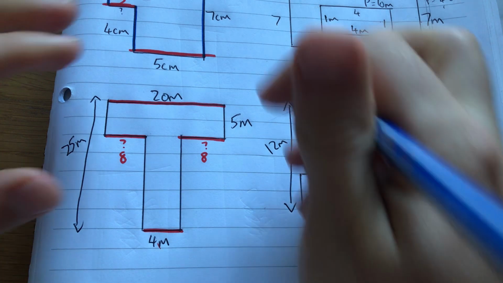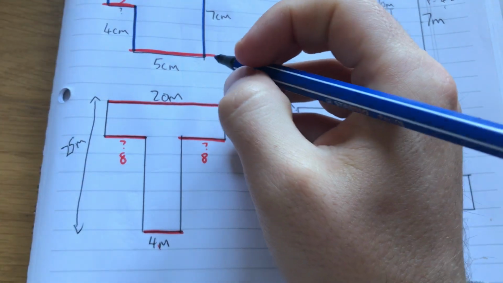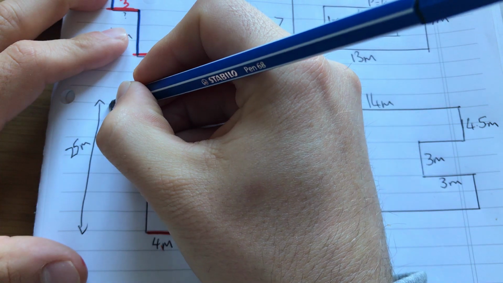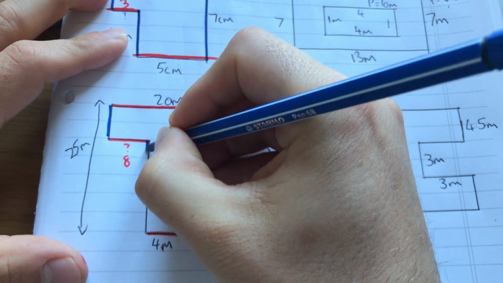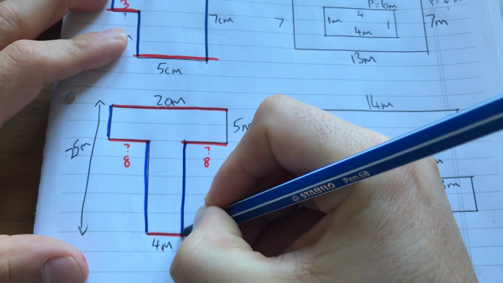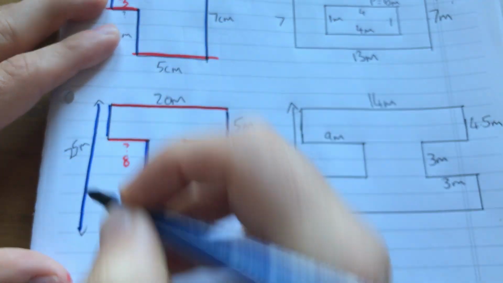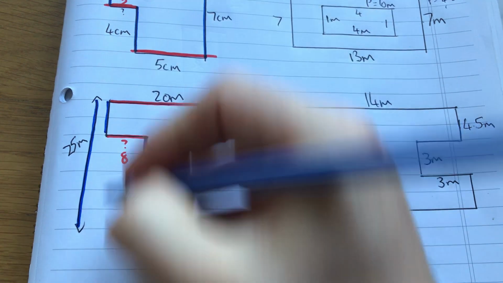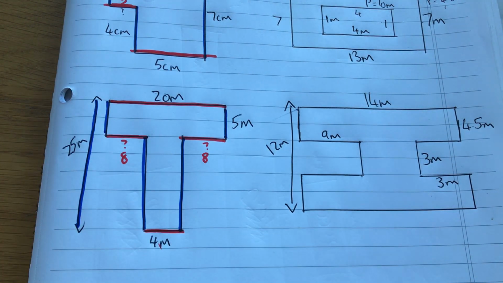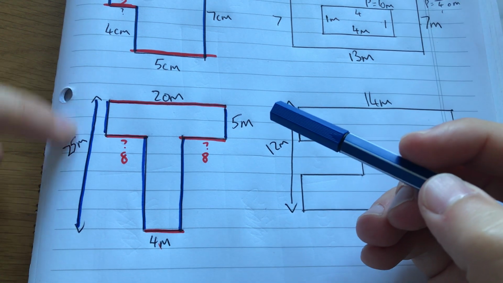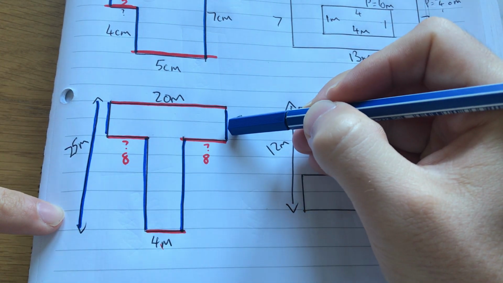If we go on to our vertical colours, what have we got? We've got this one here, this one here, and we've got a 5. And actually, we've got this information here, look. We've got the whole height of the shape, the length of the shape, sorry, is 25. So, you've got 25 and you've got 5 here.